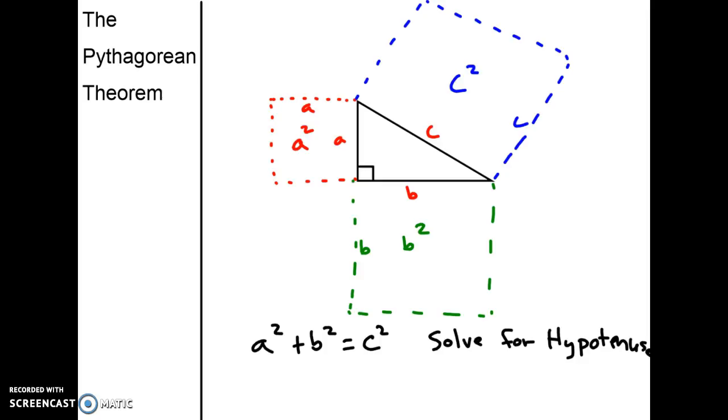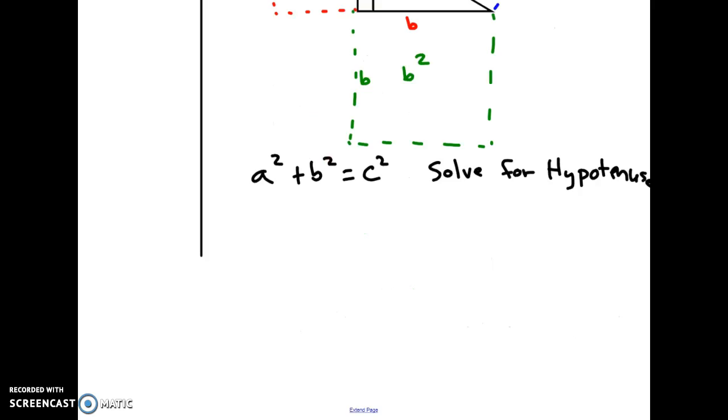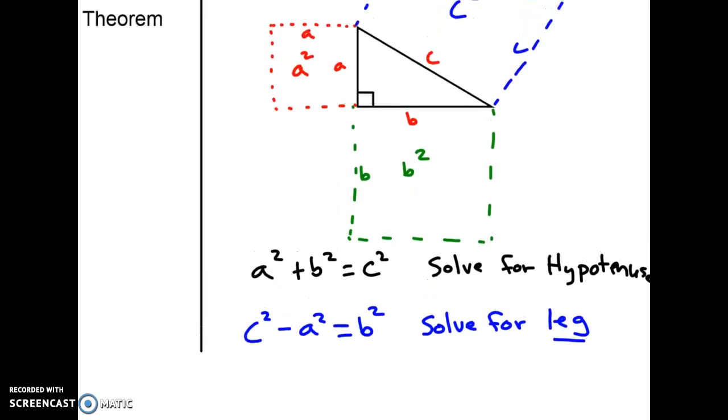There's another form of the Pythagorean theorem that I'd like you to also be able to use, and that would be C squared minus A squared equals B squared. And obviously the A and the B can be interchangeable. And this would be if you need to solve for the length of a leg. So this is the version of the Pythagorean theorem that you'd be using. Those are the two equations that you can be using: A squared plus B squared equals C squared for the hypotenuse, and C squared minus A squared equals B squared if we're trying to find the length of a leg.